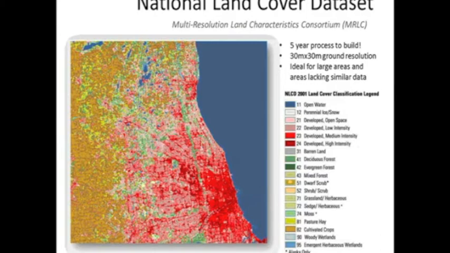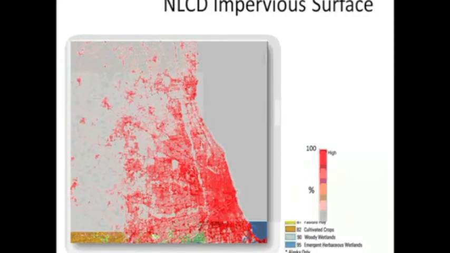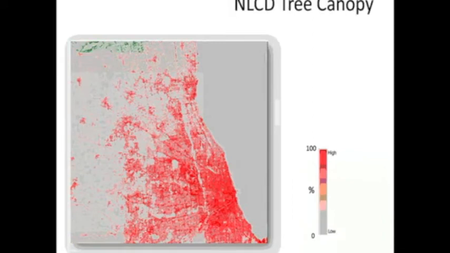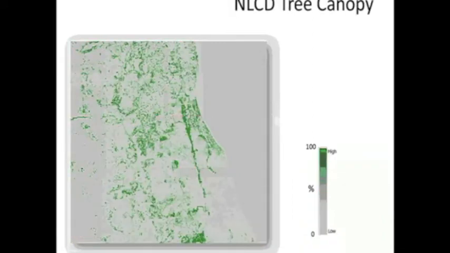So the NLCD data is typically three products: the land cover data, which you can see here with the different classifications; an impervious surface, which is just a percentage, 0 to 100%; and a canopy percentage, same thing, 0 to 100%.